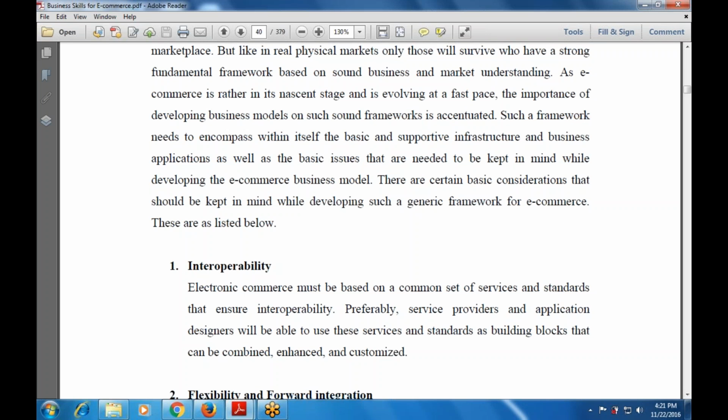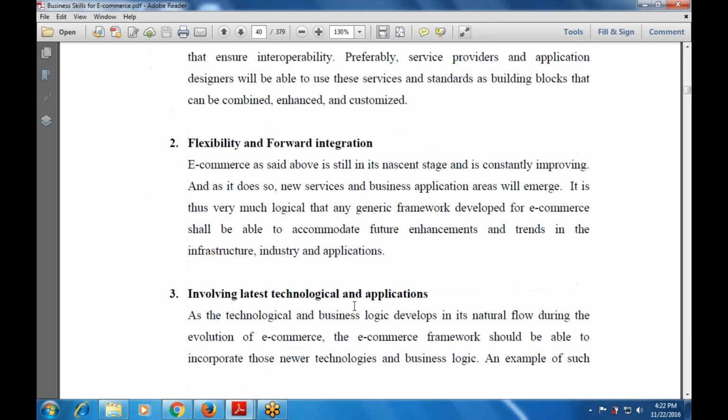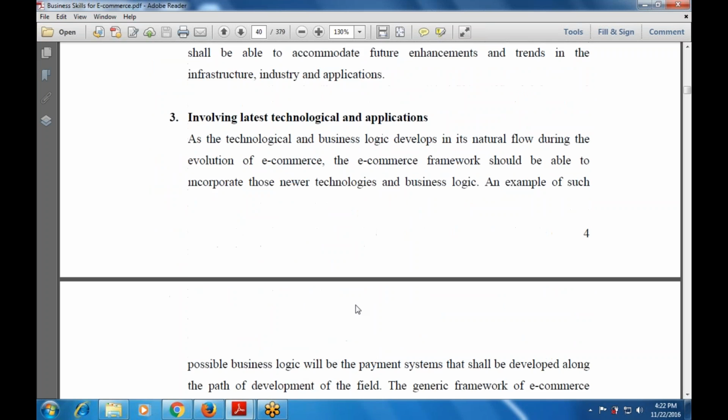One is interoperability, then flexibility and forward integration. What is the flexibility, how is it flexible, and what are the various forward integration sides. Then involving the latest technology and applications. What are the various latest technological advancements, what are the various applications that are used.